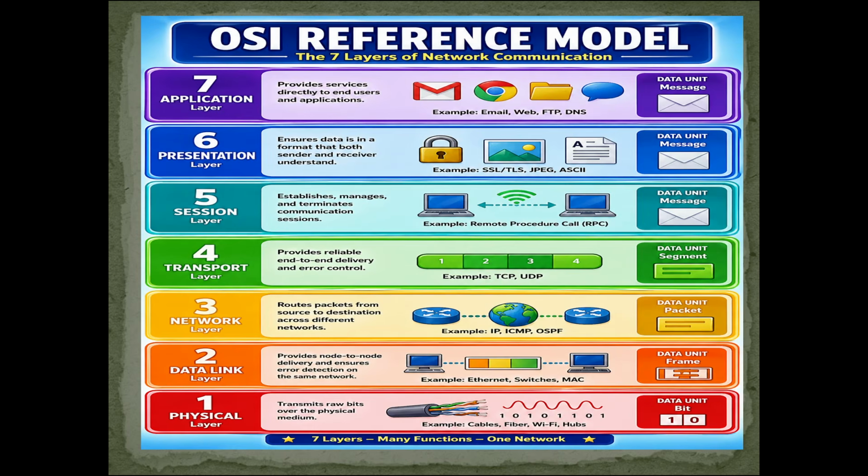The packets received from the network layer are converted into frames in the data link layer, and it provides node-to-node delivery and ensures error detection on the same network. The lowest layer is the physical layer, which is used to transmit raw bits over the physical medium.